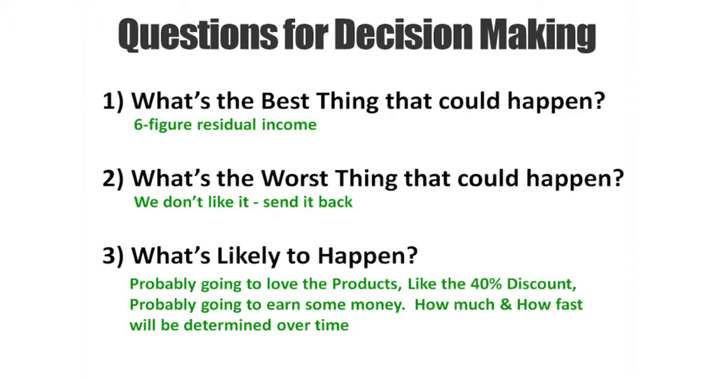So questions for decision making. What's the best thing that could happen? Well, best thing that could happen is you go on to earn a six-figure income and you achieve all your dreams. What's the worst thing that could happen? Well, we don't like it, we send it back. Pretty simple, folks.